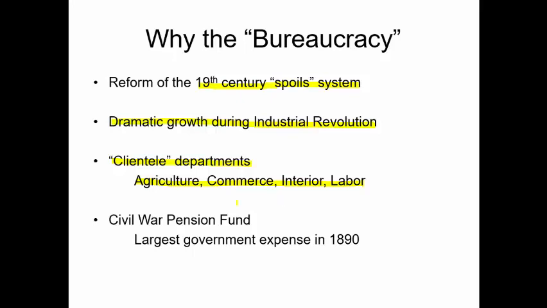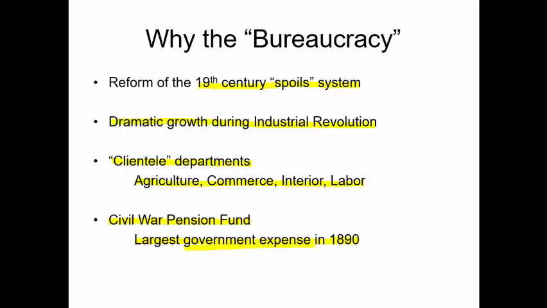Just to give you an idea of what tends to be the biggest expense in government, well, as of 1890, the Civil War pension fund was the largest government expense. So that kind of correlates with Social Security being the largest expense in our government today. Even 25 years after the Civil War, the fund that was providing pensions to widows, orphans, and survivors of the Civil War was the largest expense of government at that time.